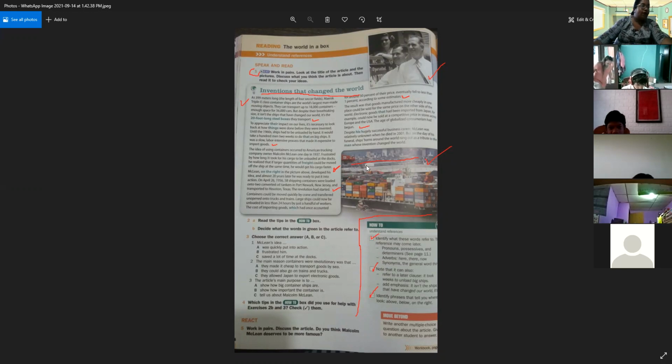En el siguiente párrafo vemos, the result was the goods manufactured more cheaply in one place could be sold for the same price in the other side of the world. Electronic goods that had been imported from Japan, for example, could now be sold at a competitive price in stores across Europe and the USA. The age of globalized consumerism has begun.